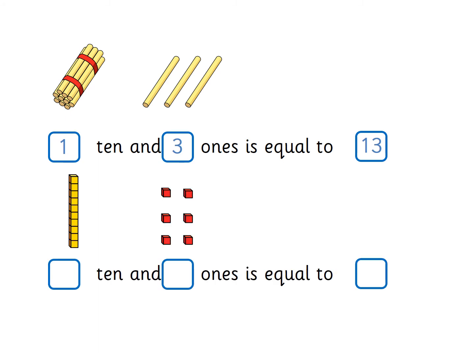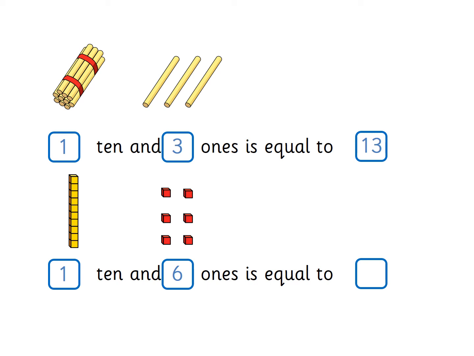Now we've got our base 10. We've got our blocks here. So we've got 1 ten, one stick of 10 there, 10 blocks. And we've got 6 ones. Let's count. 1, 2, 3, 4, 5, 6. Or we could count those red blocks in twos. 2, 4, 6. So we've got 6 ones.